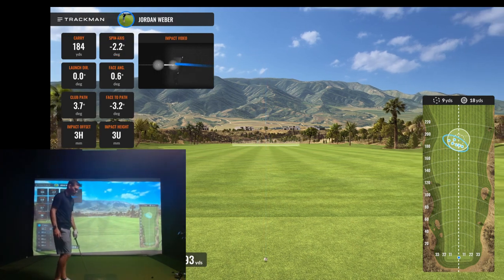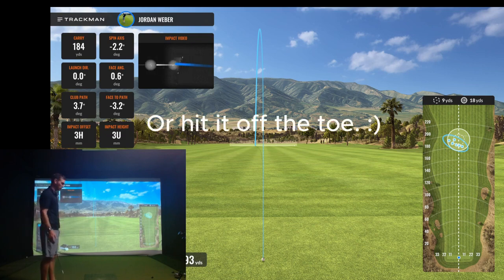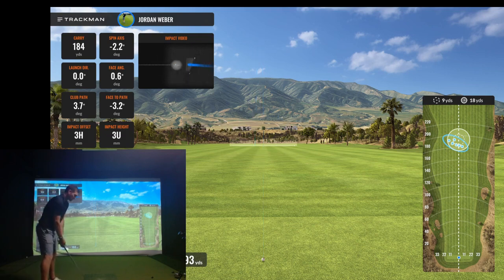If we want to hit a solid draw, we need the ball to start to the right. The only way to do that is to have a club path that is to the right and then a face that is closed to the path. So when you're working in the simulator, hit a bunch of shots and try to get that club path out to the right. Even if it's out to 4 degrees with a medium to short iron, that's okay.